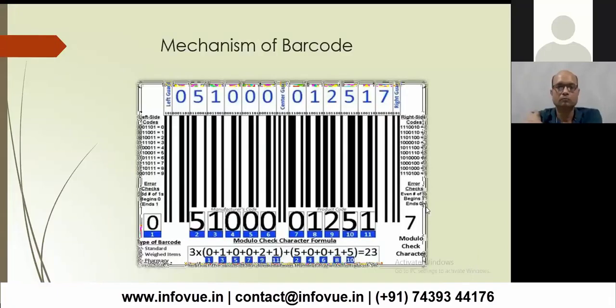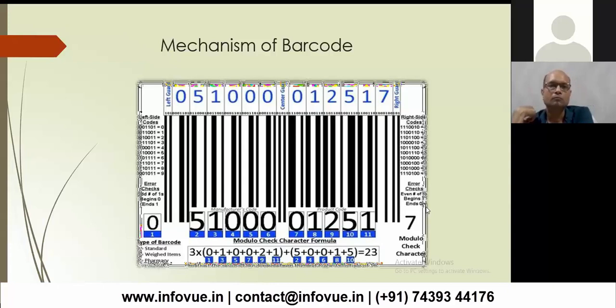So the third one is the mechanism of the barcode. How does a barcode work? There are 95 lines in a barcode label. There are 3 lines at first, 3 lines in the middle, and 3 lines at the last. From the middle, you can say there are 42 lines on the left side and 42 lines on the right side, and 6 lines contain 1 block. So the left side contains 7 blocks and the right side also contains 7 blocks.